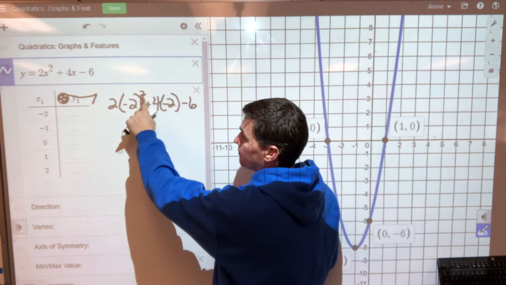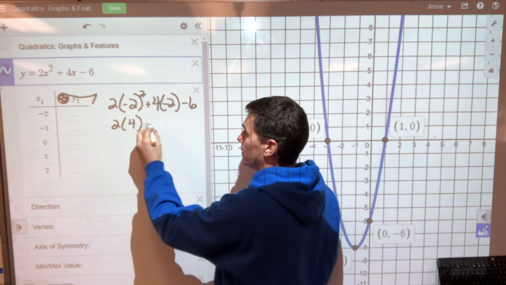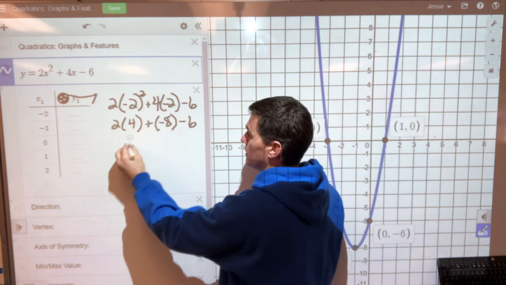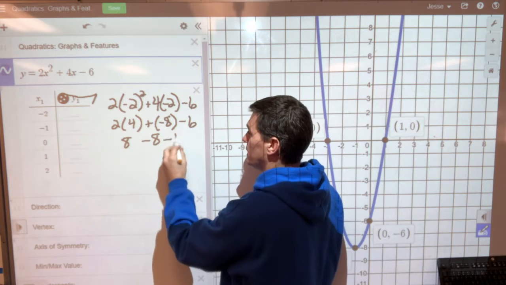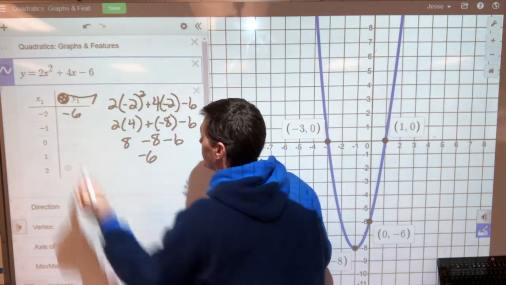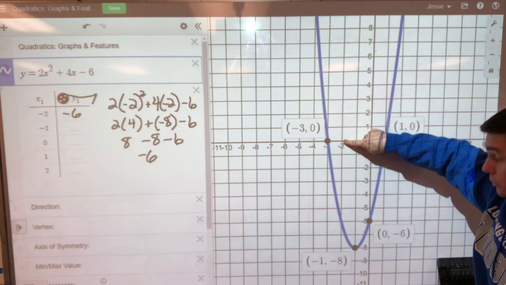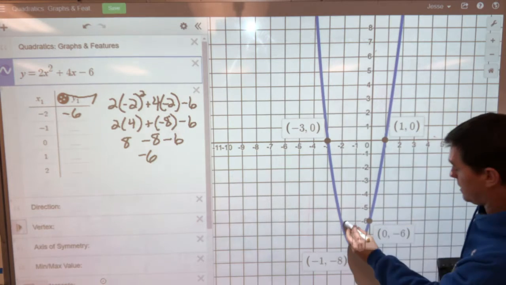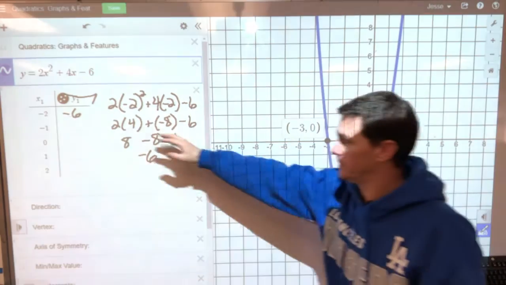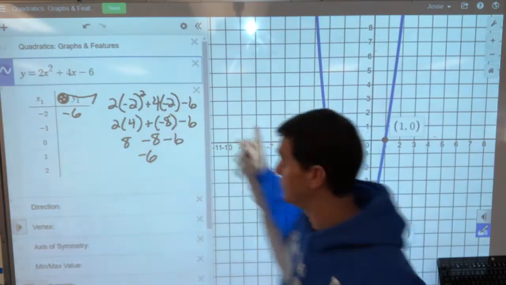We do the squared first, the order of operations, so this comes out as 2 times 4 plus negative 8 minus 6 gives us 8 minus 6, which works out to negative 6. Okay, and so if we go to our graph over here, we can see when x is negative 2, the y value hits right here at negative 6. And so it works both ways. We can use the table to come up with our output values, or we can use the graph as well.